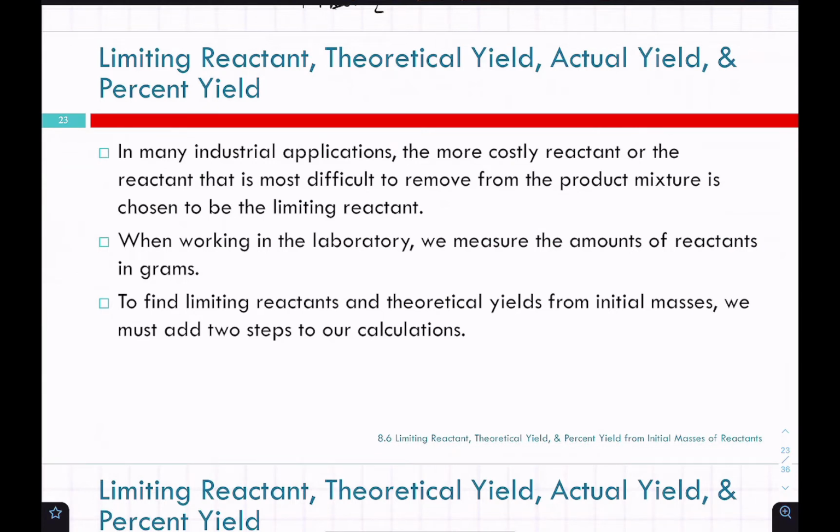In industrial applications, the limiting reactant is chosen to be whatever's the most expensive thing, because they don't want to buy or use any more of the most expensive ingredients than they have to. So they'll throw those in, or they'll use whatever is hardest to remove. If something gets left over that's really difficult to remove from the mixture at the end, that needs to be the limiting reactant so that it gets used up by the end of the reaction and they don't have to remove it later.